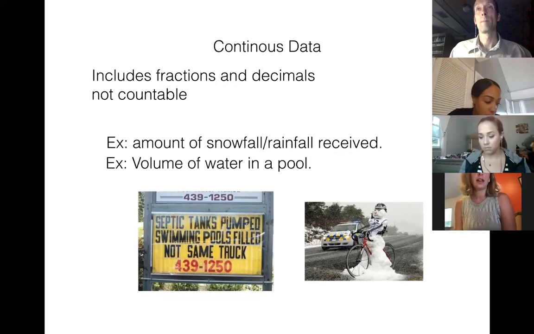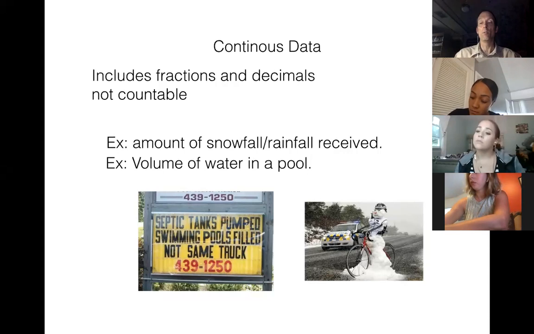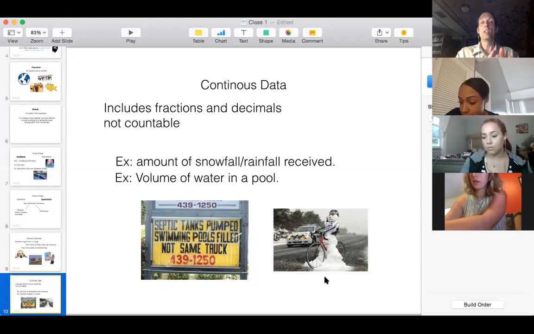The weights of cats in a pet shelter. Great example. If we're looking at a cat, can you look at the cat and count the weight of it? What's your first name? Ashley? All right, great. Ashley, can you look at the cat and count the weight of it? No, not with your eyes. Now, when you put it on the scale, can the cat weigh maybe 12.2 pounds or 12.8 pounds? Can you get a fraction out of it? Yes. That tells you it's going to be continuous. Any others?